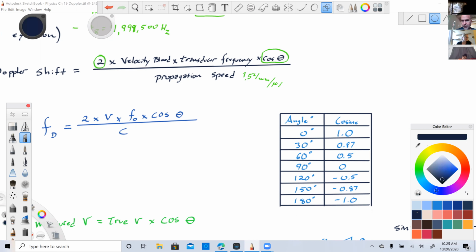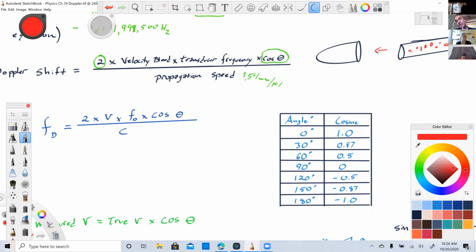Let's just quickly draw a 0 degree angle. Here's our transducer, looking in that direction, and our blood vessel is basically straight at it, and little red blood cells are in there. And everything is coming directly at the transducer or directly away, does not matter. That's an angle 0. You could see the cosine of angle 0 is 1.